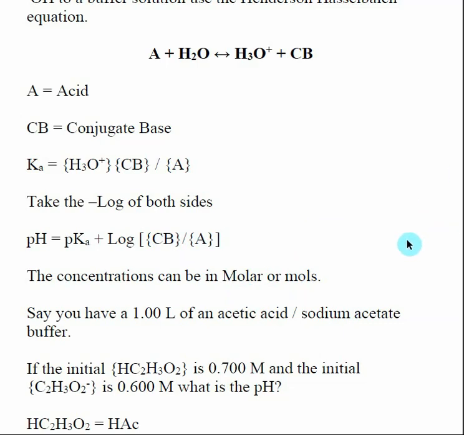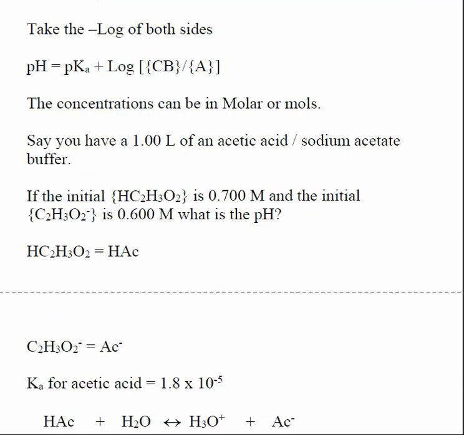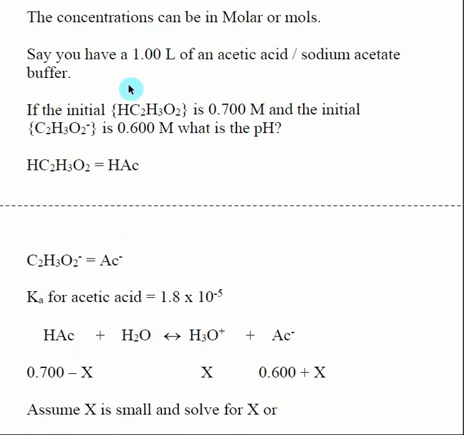So let's look at a simple version of using this equation. I have a buffer, 1 liter of it, and it has the weak acid, acetic acid, and its conjugate base, sodium acetate. Remember, we have to have the sodium in there to be the positive species to the negatively charged acetate. And I've told you that I have an initial concentration of acetic acid of 0.7 molar, and an initial concentration of the conjugate base of 0.6 molar, and I want to find the pH for this combination.